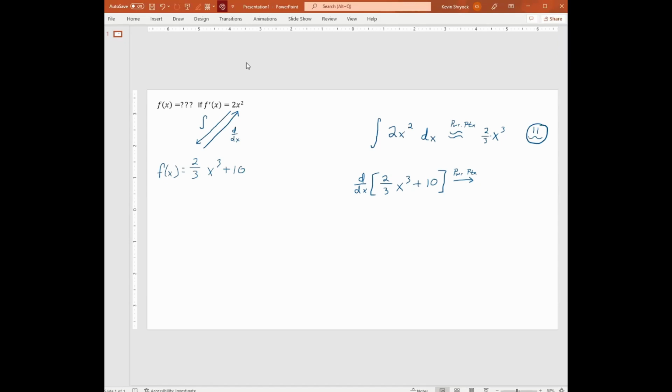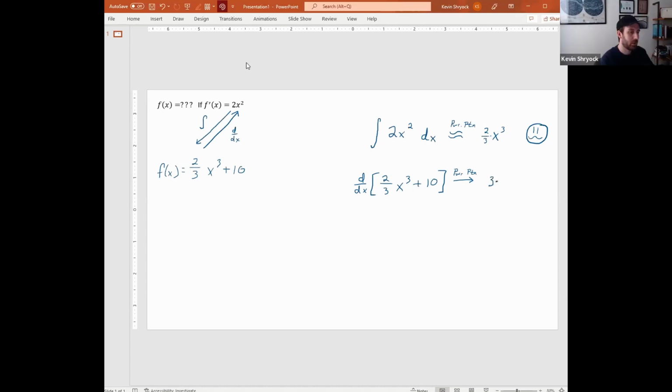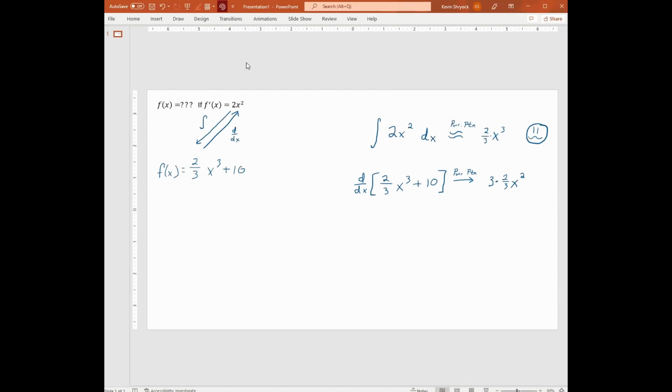Yeah, so it would be 2x squared plus. Good. So let's bring the power to the front. We multiply by the power, so 3 times 2/3 x, and then we decrease the power. So we go from 3 down to 2, right? Yep. Good. What about the next one? What do we do to 10? How do we do it for the 10?